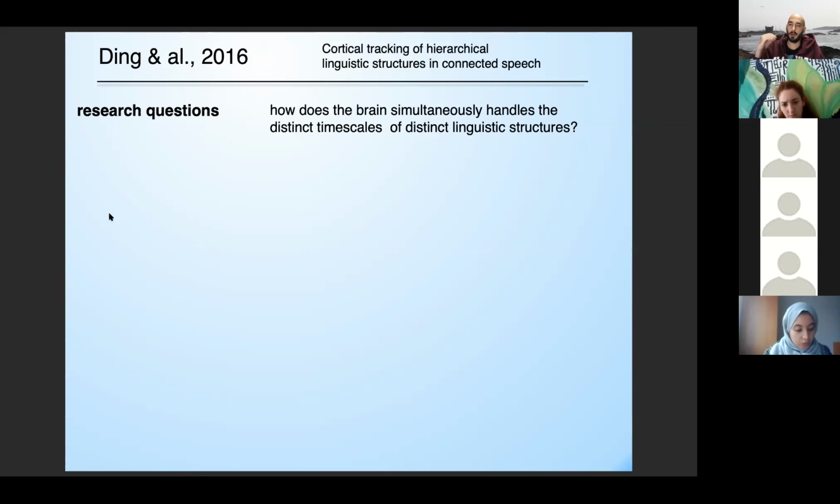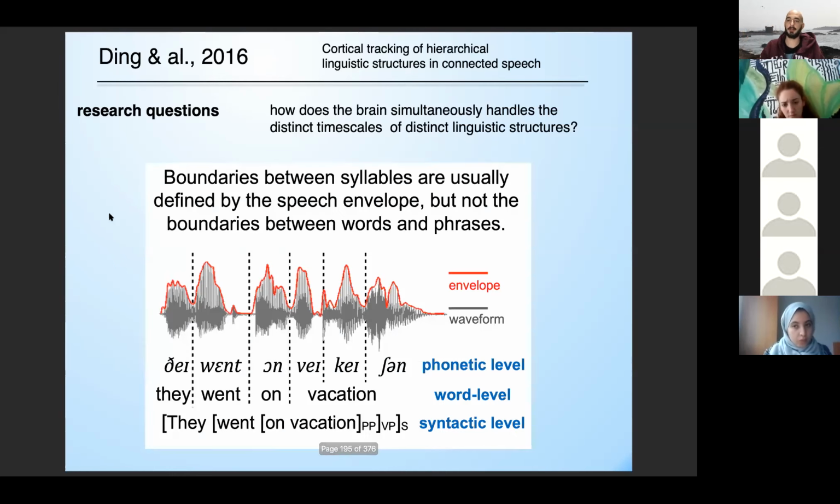What am I talking about? Take a sentence like, they went on vacation. If you look at the speech stream of this sentence, just look at the distribution of energy, which is called the envelope of intensity, basically the envelope of the decibels of the speech. You're going to find this track.